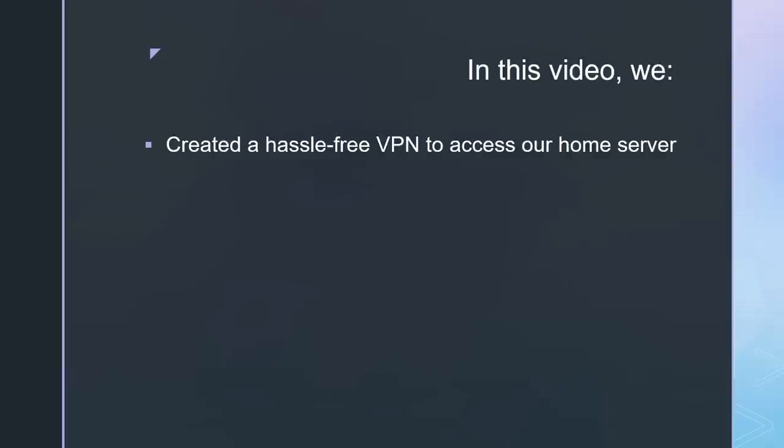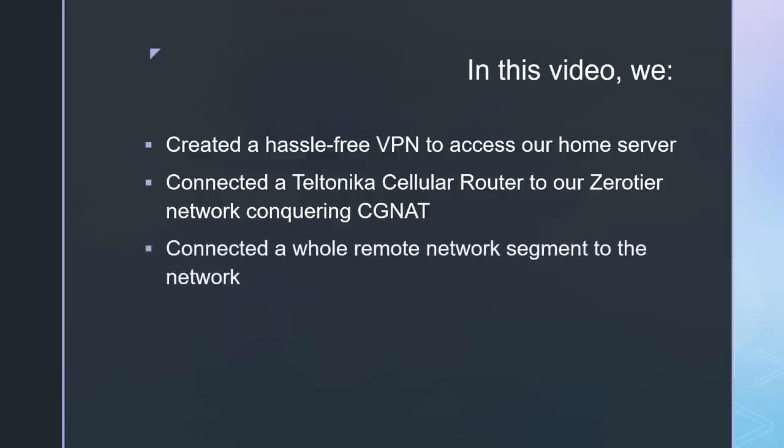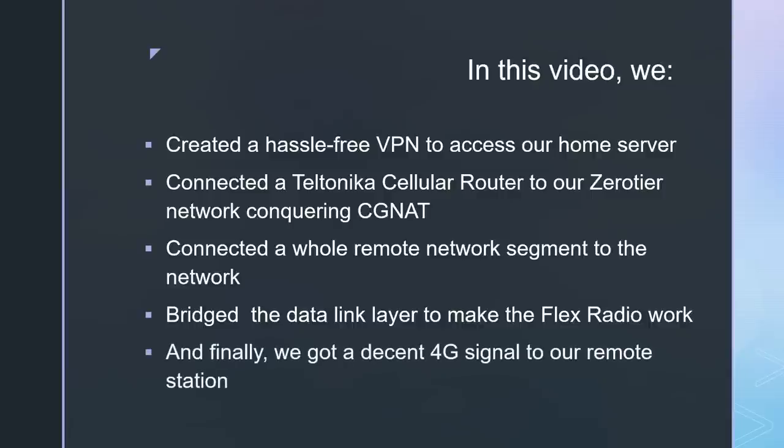So we were able to create a VPN to safely access our home server without any hassle by using ZeroTier. We were able to connect a Teltonika RutX14 4G cellular router to our ZeroTier network, conquering CGNAT of our mobile carrier. Connected a whole remote network segment to the network. Bridged the data link layer to make the Flex Radio work on the remote location. And finally, with the help of two logarithmic periodic antennas, we got a decent 4G signal to our remote station.